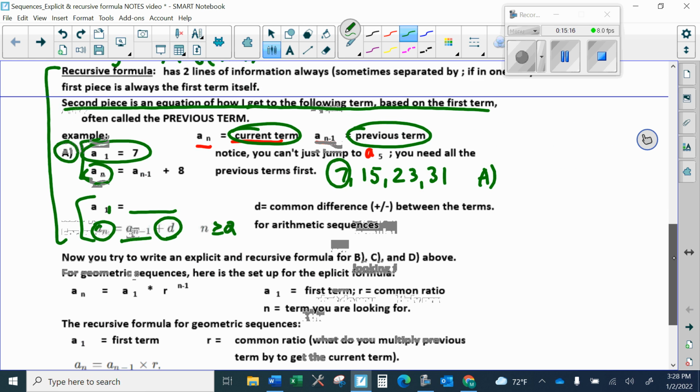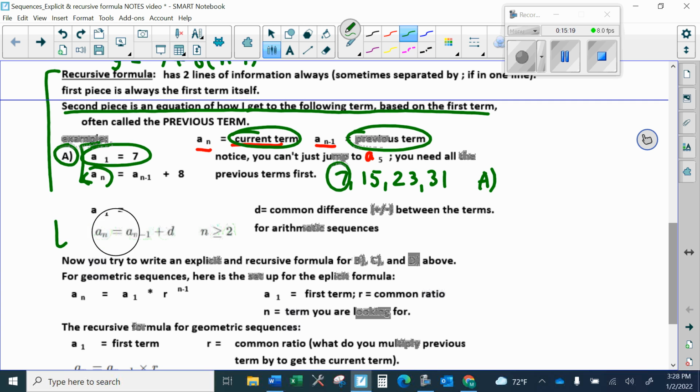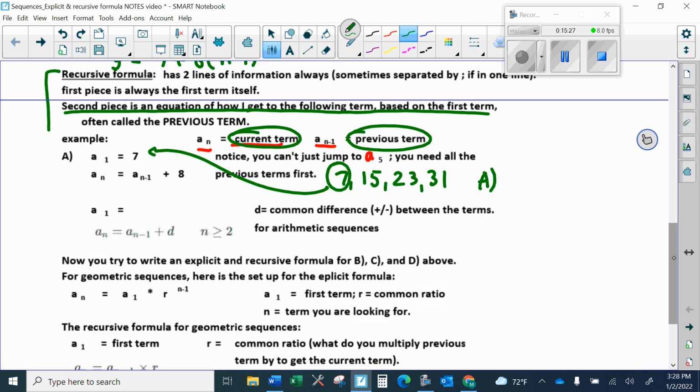Okay, so what do we have here now? Let's go back to our first one. A sub 1, the first term, is 7, right there. So I want the second term, or the current term. A sub n equals my equation: the previous term plus that common difference. That's what it's going to be written as every time. So I just copy that down. And what was my common difference? 8. 7 plus 8 plus 8 plus 8. Common difference is 8. That always goes second.